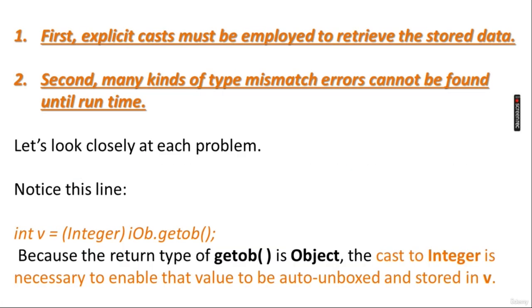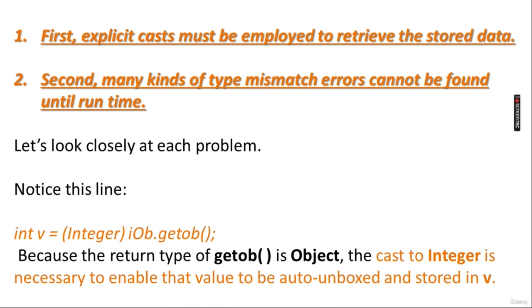Explicit casts must be employed to retrieve the stored data every time, and second, many kinds of type mismatch errors cannot be found until runtime. So this will create compile-time errors as well as runtime errors, and it is complicated for you to program. Now we will see each and every problem.